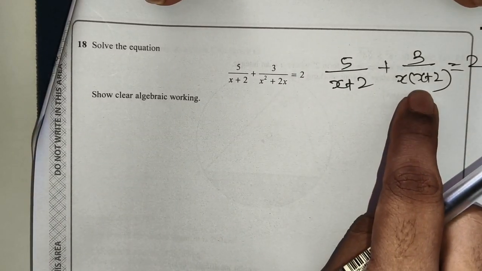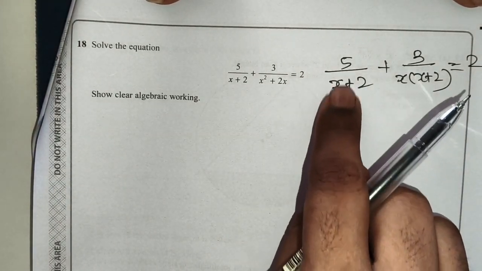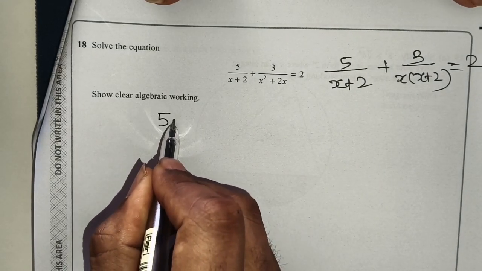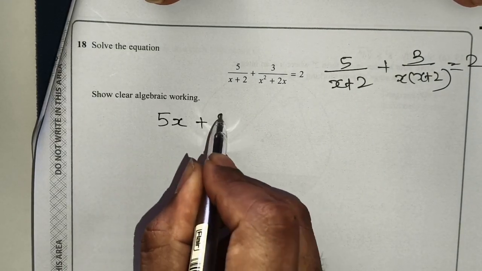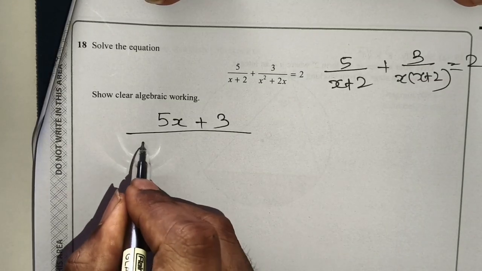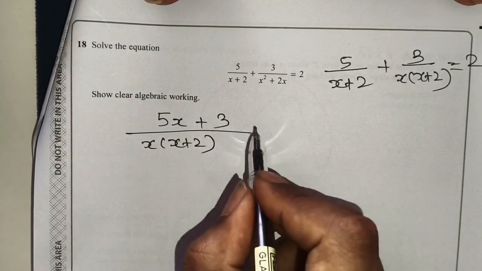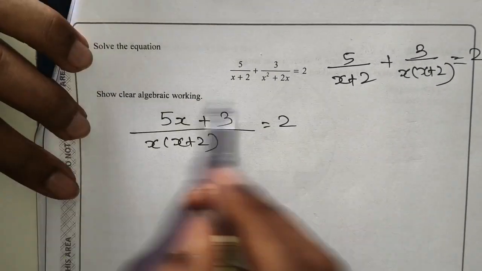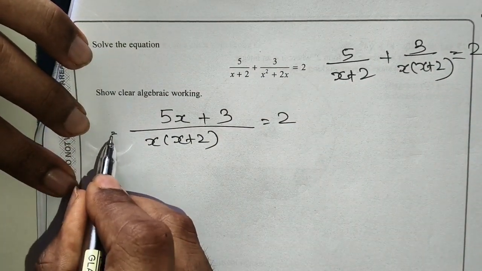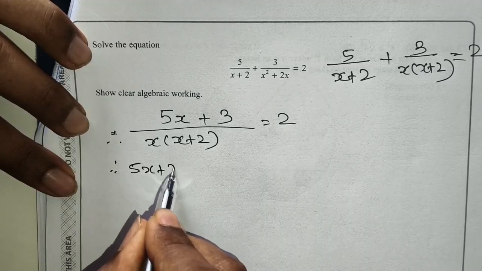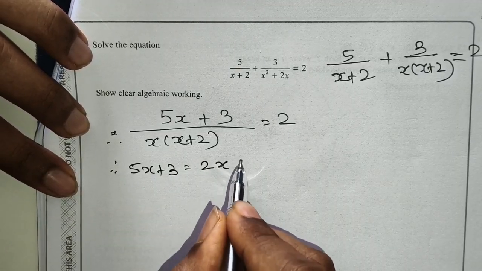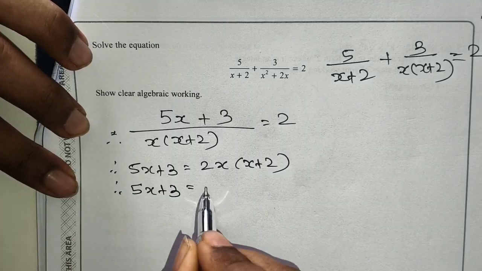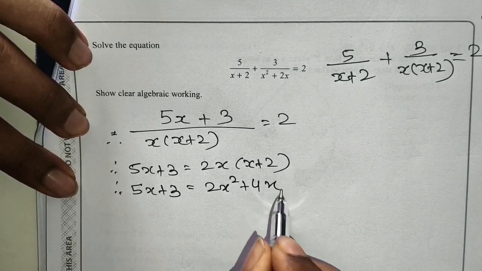Now this already has x plus 2. Correct? But this doesn't have x. So I have to multiply 5 by x. So my new thing becomes 5x plus 3 upon x into x plus 2 equals 2. Right? This is how it's going to be. Let's cross multiply and start solving. 5x plus 3 equals 2x into x plus 2. Hence 5x plus 3 equals 2x square plus 4x.